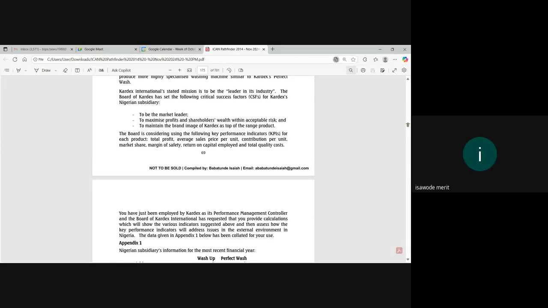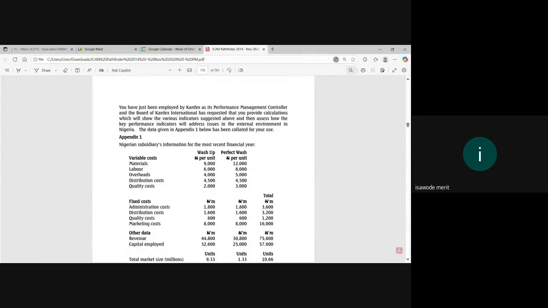The board is considering using the following key performance indicators for each product: total profit, average sales price per unit, contribution per unit, market share, margin of safety, return on capital employed, and total quality cost. You have just been employed by Cades as its performance management controller, and the board of Cades International has requested that you provide calculations of key performance indicators which address issues in the external environment in Nigeria.